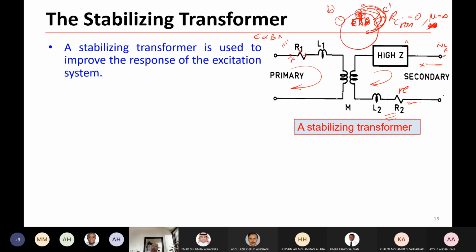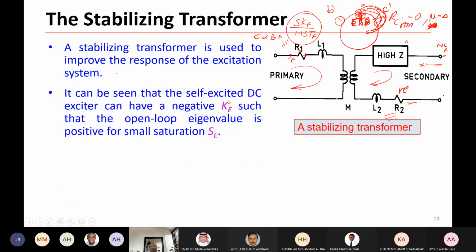If you write KVL here and here, you can see the transfer function. Now we derive the transfer function as, if you still remember from the block diagram, KF over 1 plus sTF. So this is the transfer function, the realization of the stabilizing transformer. It can be seen that from the self-excited DC exciter, the KE is negative, and this is why the exciter has a destabilizing effect on the system. So we need to have such a stabilizing transformer.